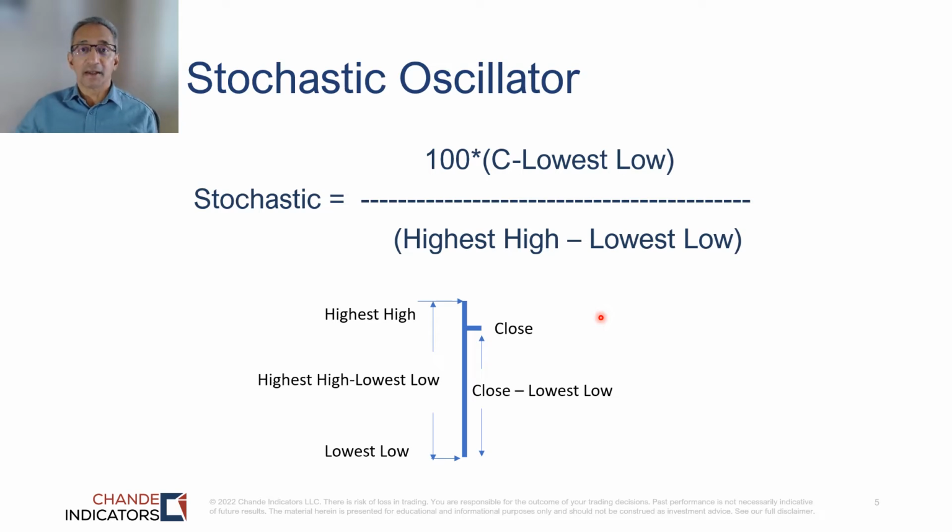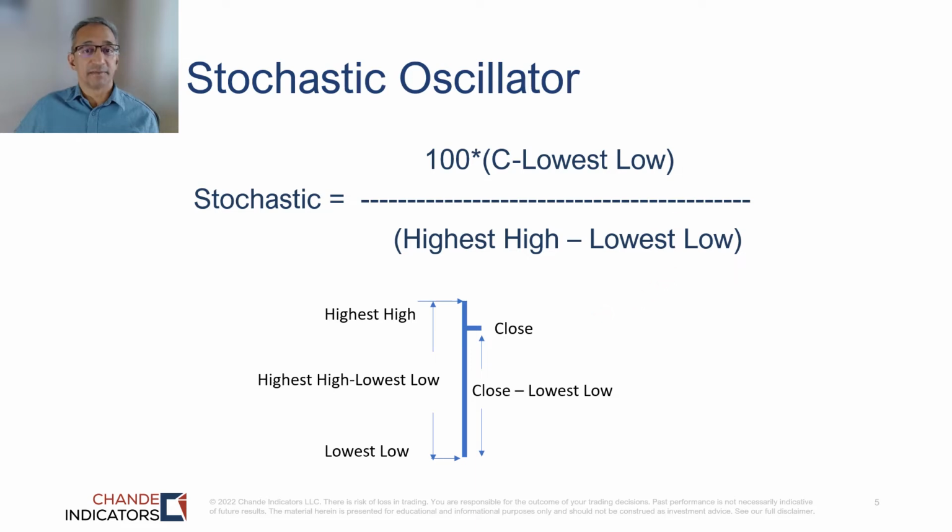Now remember that the providers usually have different levels of smoothing in order to make the data smoother. So the smoothing can affect the values that you see. But overall, it's giving you a sense for where is the close located over the range of price action over the past few days.